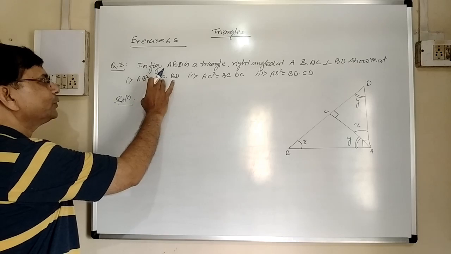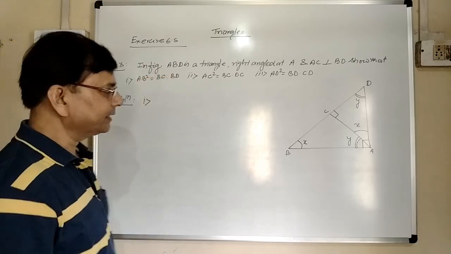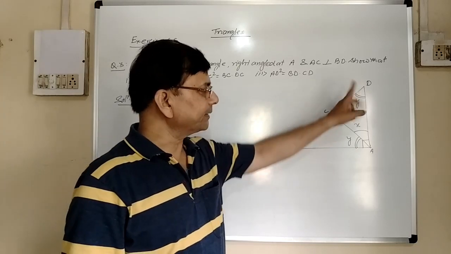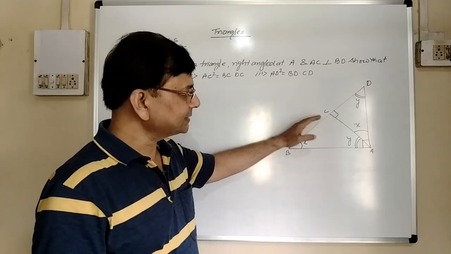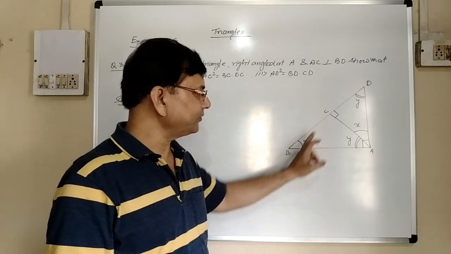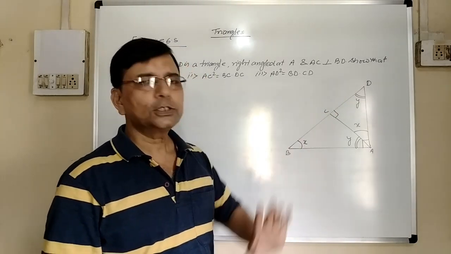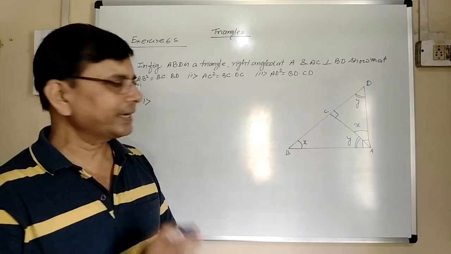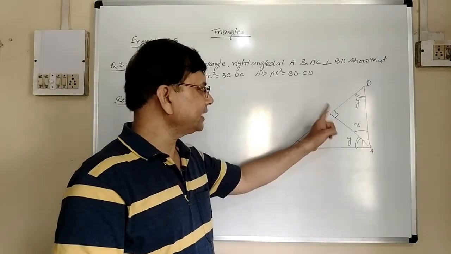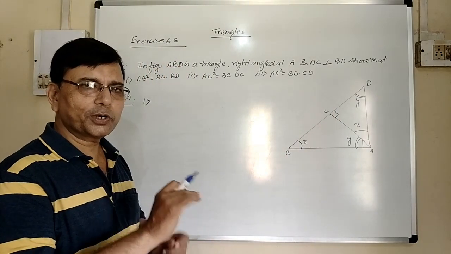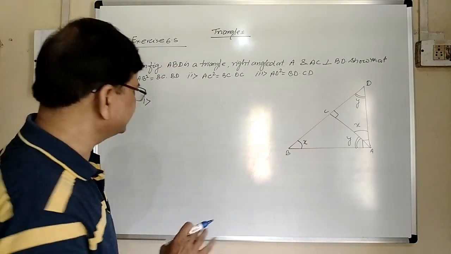AB square is equal to BC into BD. You see, BC is the side of the triangle ABC and BD is the side of triangle ABD. So we will select the 2 triangles ABC and ABD. But naming will be done according to the corresponding angles.